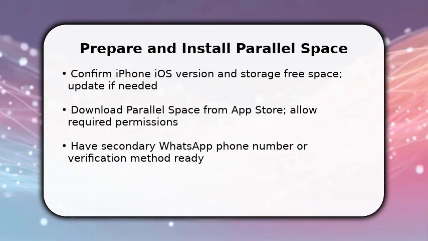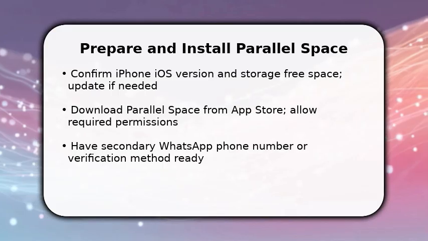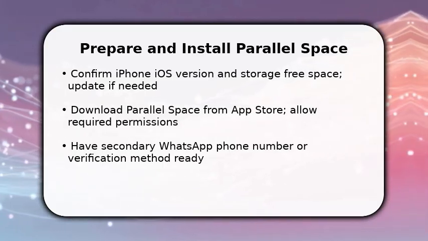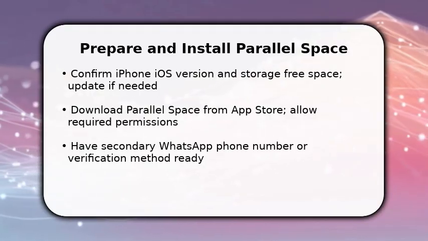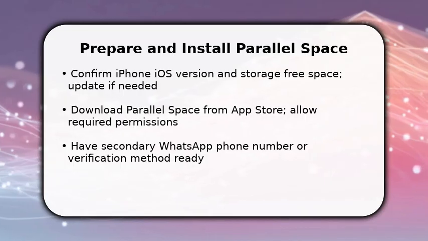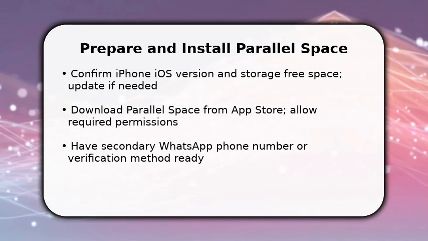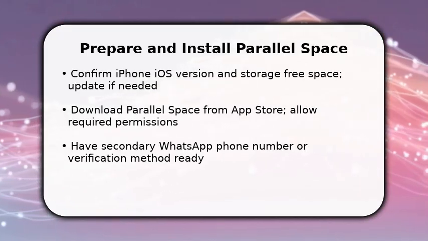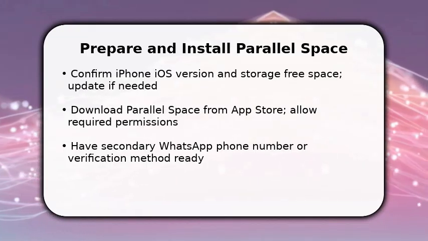You start by checking iOS version and available storage so the installation won't fail. Next, open the App Store and install Parallel Space, granting permissions when prompted. Once installed, you should prepare a separate phone number or verification method for the second WhatsApp account. This is essential because WhatsApp needs a unique number. Make sure notifications and background app refresh are enabled so the cloned app behaves like the original.